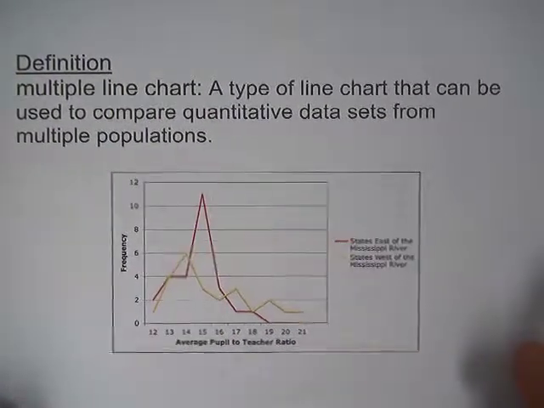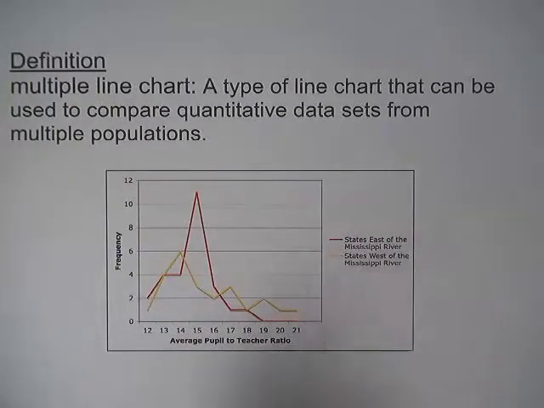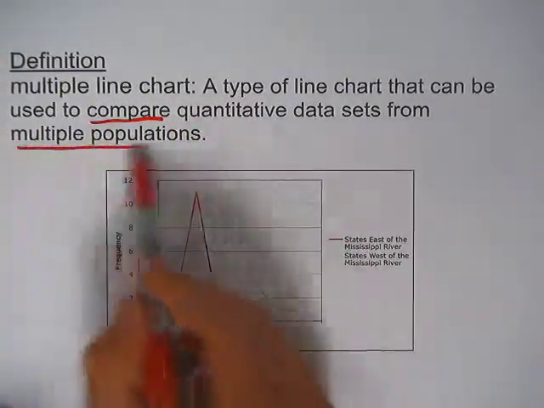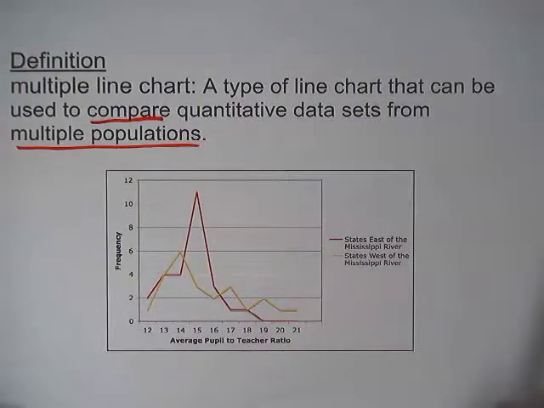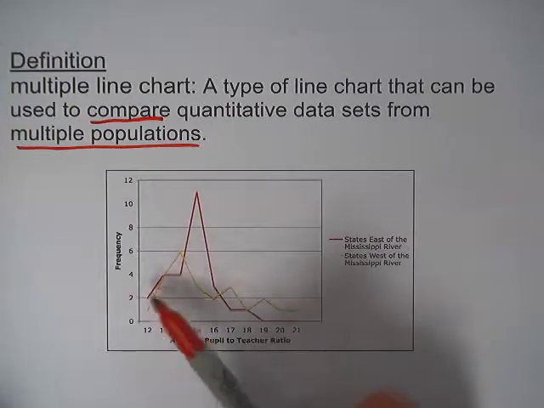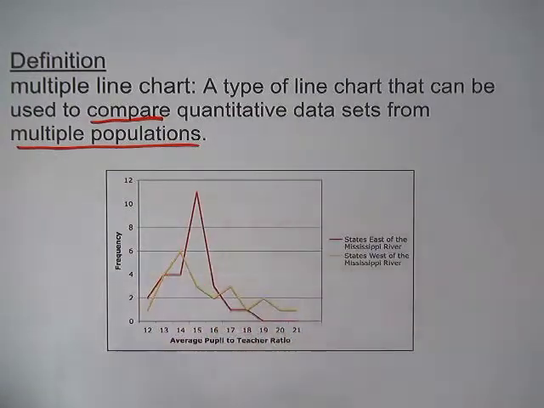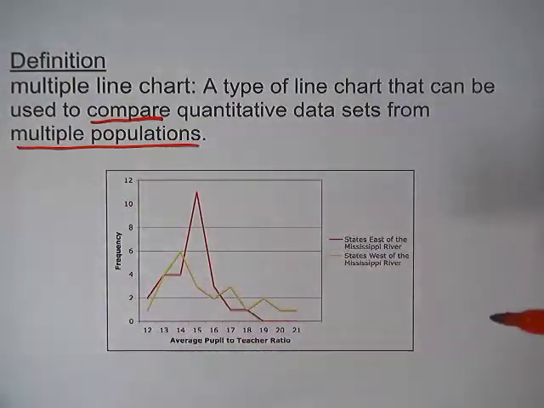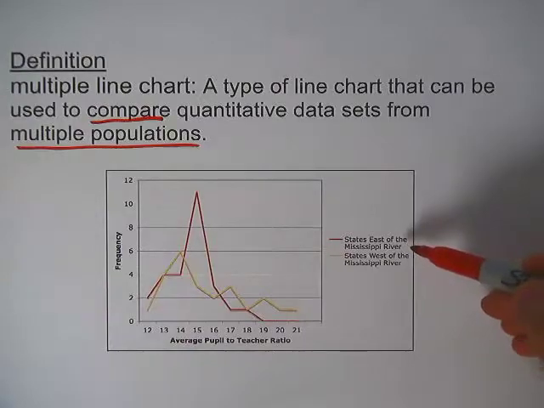Okay, another type of line chart that's used is what's called a multiple line chart. A multiple line chart is a type of line chart that can be used to compare quantitative data sets from multiple populations. You can see on here, now there's two line graphs, one in red, the other in yellow. The red represents states east of the Mississippi River, and we're graphing the same information here, average pupil to teacher ratio.